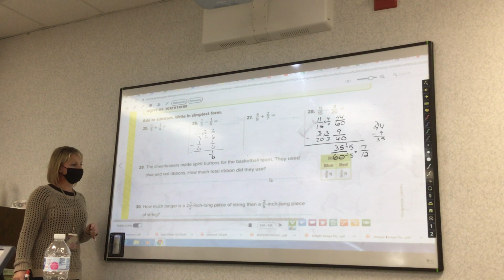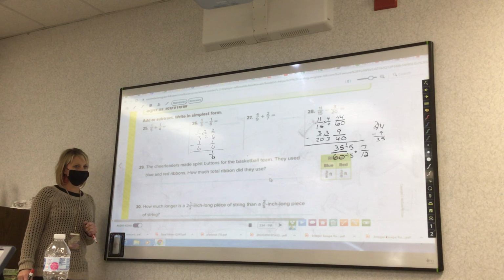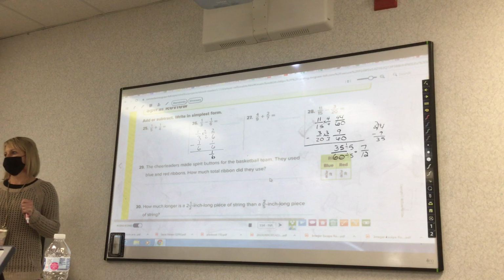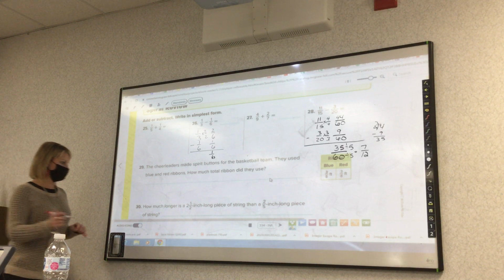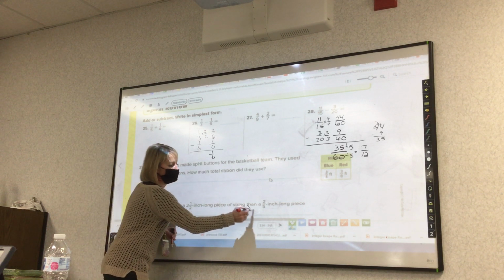How much longer is a 2 and 1/5 inch long piece of string than a 2/5 inch long piece of string? Subtraction. How do I know it's subtraction, Nicholas? Because it says how much longer, so I'm comparing, and it's longer than.